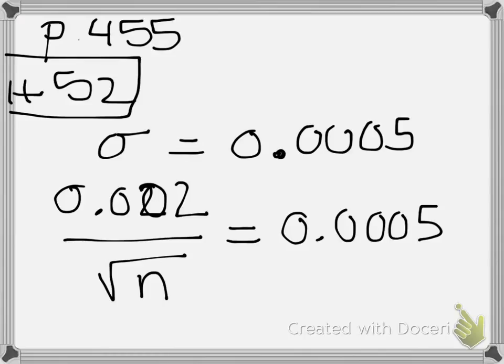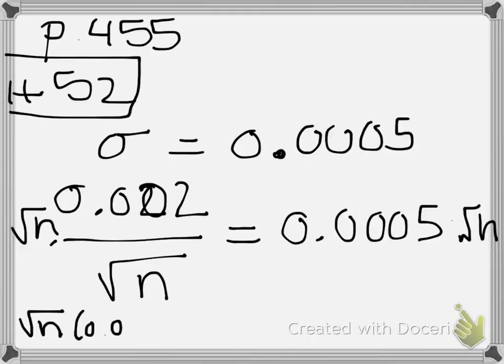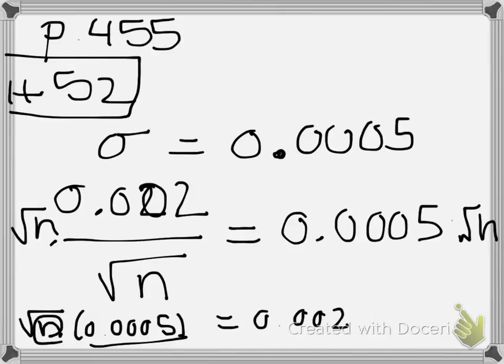So what I'm going to do right now is multiply by the square root of n on both sides. I now have the square root of n times 0.0005 is equal to 0.002. I just rearranged the equation, the left side became the right. I need to solve for n, so I need to divide by 0.0005 on both sides.